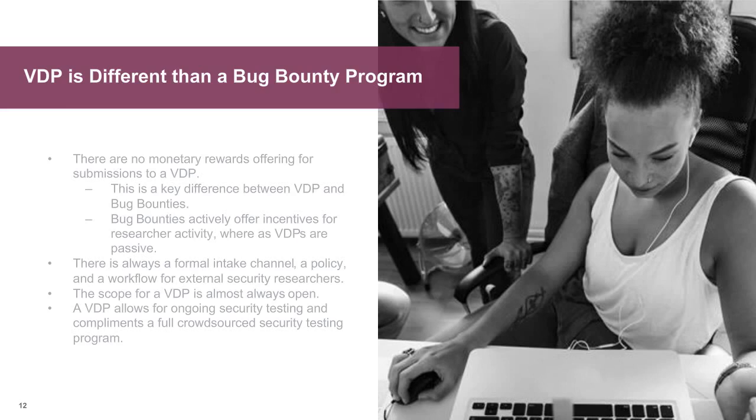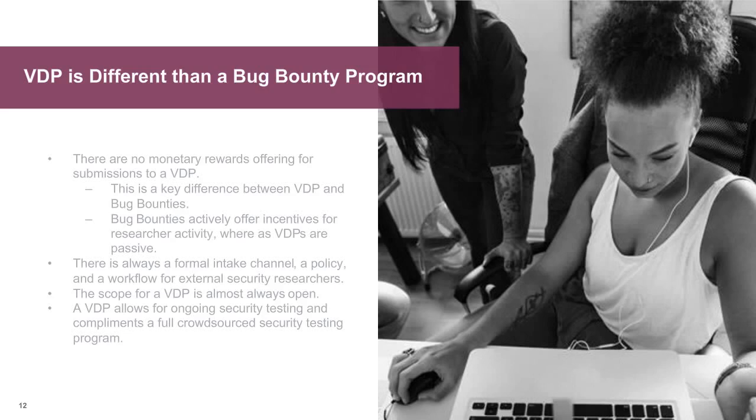Whereas a bug bounty program might be scoped very much like a security assessment, which says we only want to know application vulnerabilities related to this one site. So a VDP is an open door, whereas a bug bounty program is a very niche funnel. The VDP also allows for ongoing security testing.